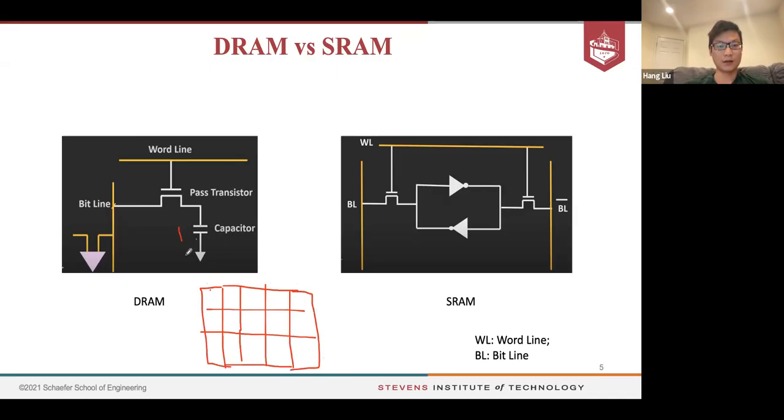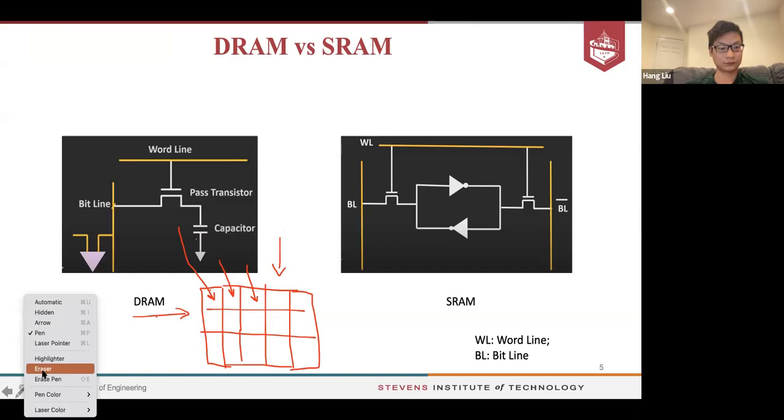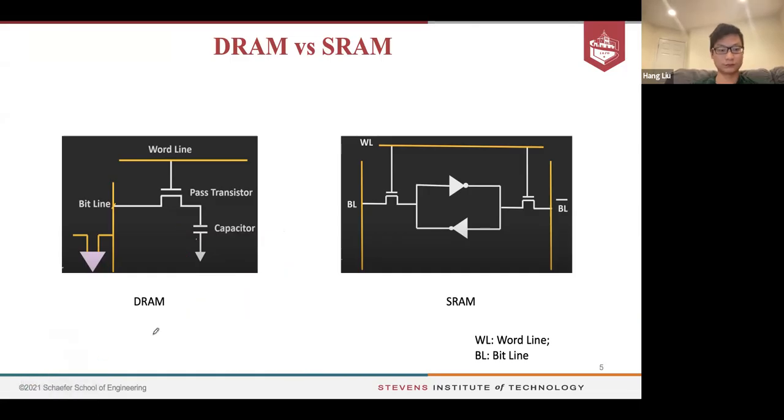Each one is one memory cell. And then we have the row access strobe and column access strobe to decide which column, which row to access.